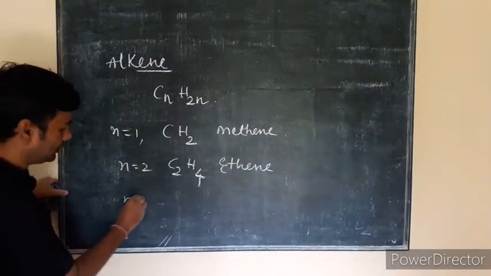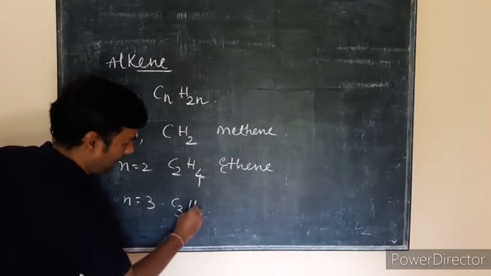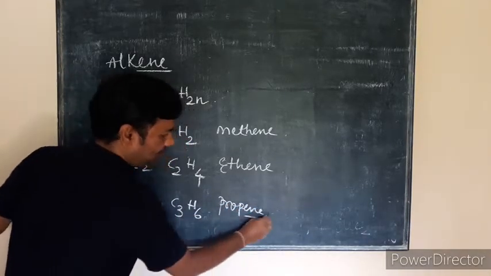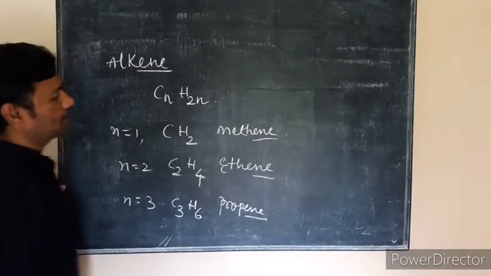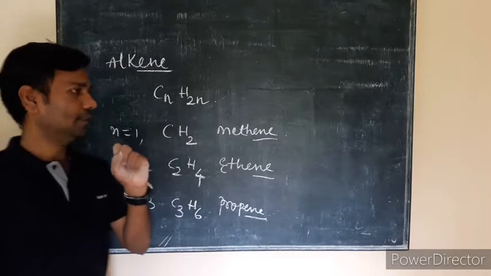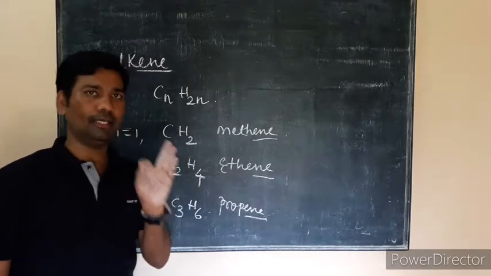So n is equal to 3, C3H6, propene. That's it. The suffix ends with ENE. So as I said, there should be a double bond between the carbons.